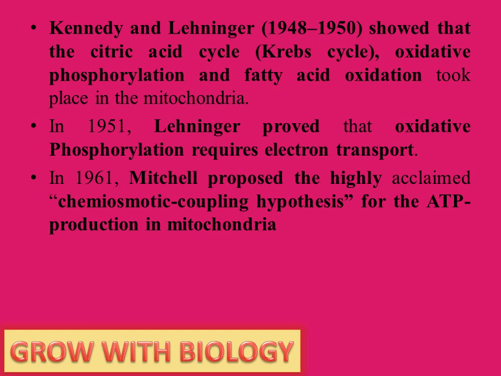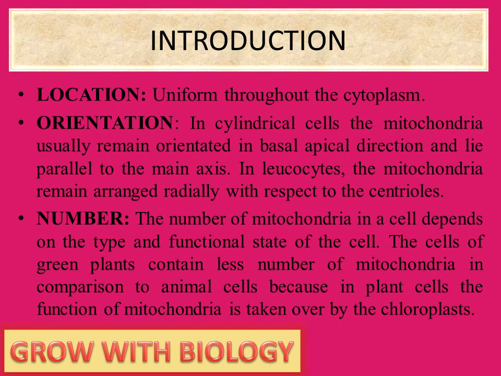Kennedy and Lehninger showed that the citric acid cycle, which is also known as Krebs cycle, oxidative phosphorylation and fatty acid oxidation took place in mitochondria. In 1951, Lehninger also proved that oxidative phosphorylation requires the electron transport chain, which is also an important function of mitochondria. In 1961, Mitchell proposed the chemiosmotic coupling theory for the generation of ATP in mitochondria.